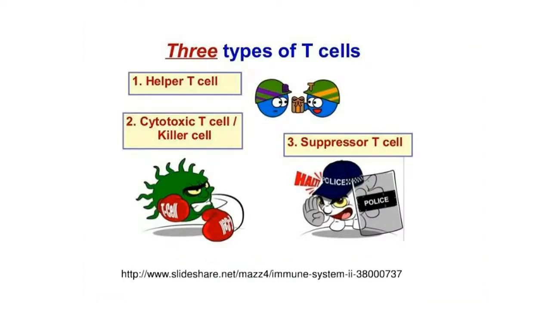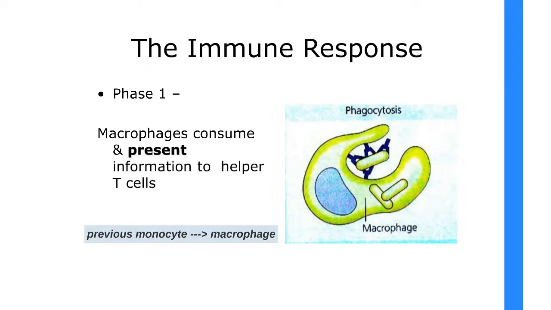The types of immune cells that are involved are going to initially be these T cells. And the T cells, there are three basic kinds: a helper, a killer, and a suppressor. They each have a different role and come into play at different times.